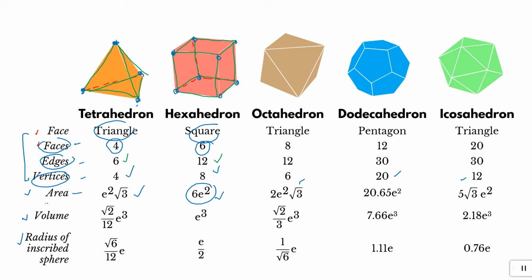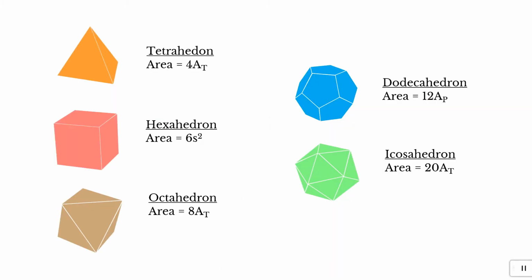Okay, so moving forward class, again, this area. As discussed, you don't need to memorize these formulas. You can derive them. So what is the derivation, ma'am? Here it is, class. You have your tetrahedron, hexa, octa, dodeca, and icosa. Now, take note class. Your tetrahedron has 4 faces. And what is each face? It's a triangle. So that means you get the area of the triangle, then multiply it by 4, and you have the area.